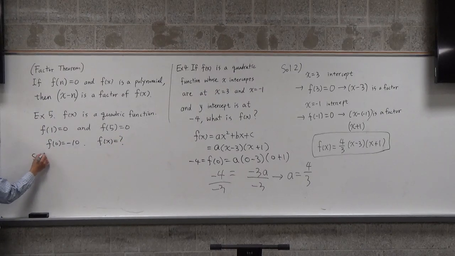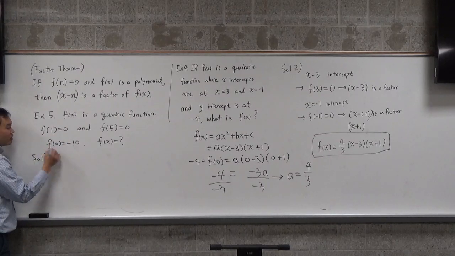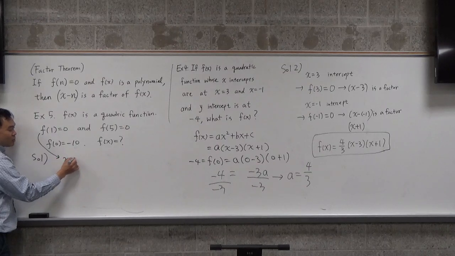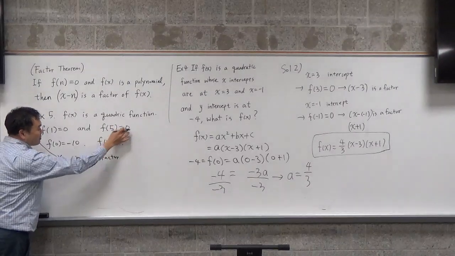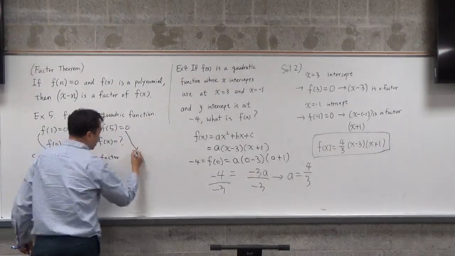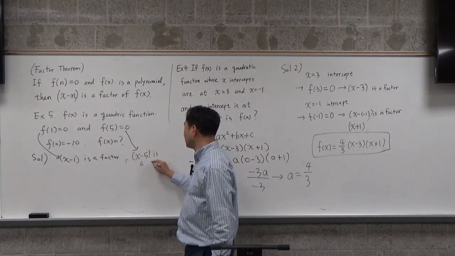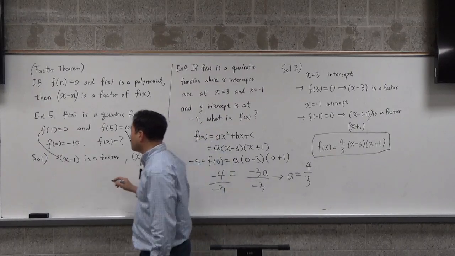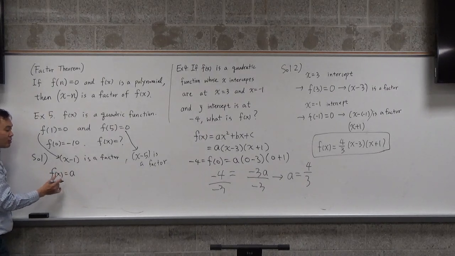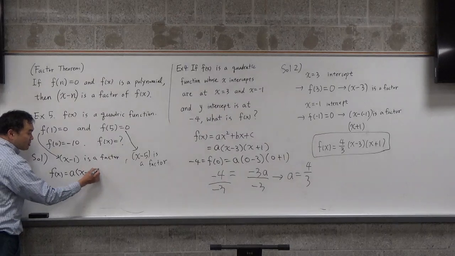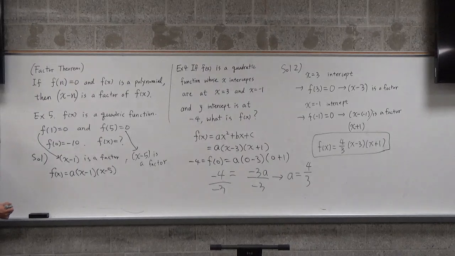Let's try to solve this one. It's pretty quick. F of 1 equals 0. What do we know? X minus 1 is a factor, right? F of 5 is 0. What do we know? X minus 5 is a factor, right? So in general, we see that f of x must be some number times x minus 1 as a factor and x minus 5 as a factor. All good? How should we find a?